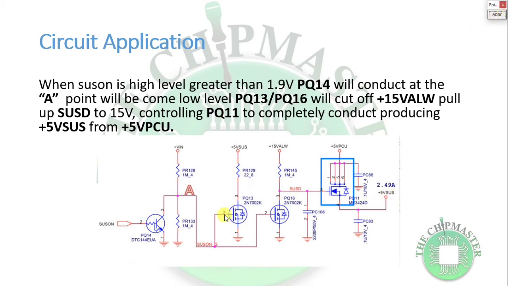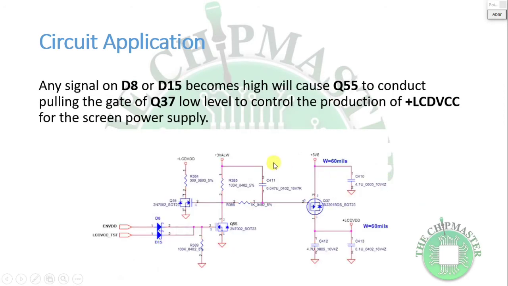All right, so let's take a look at the next application. So look at the signal. This is another circuit. As you can see, we have a diode, a MOSFET, another MOSFET here, and a MOSFET here, right. If you notice these two signals, ENVDD and LCD VCC underscore TST, which are coming to D8 and D15, this is another OR application of a diode.